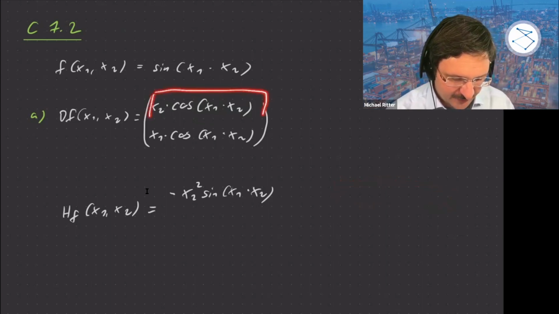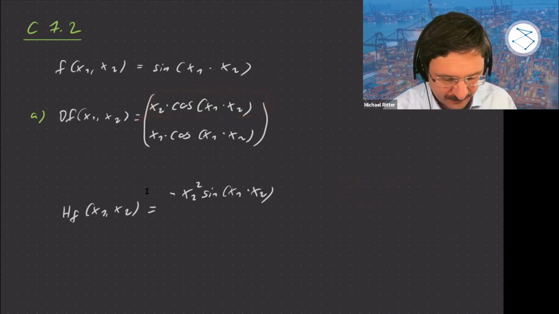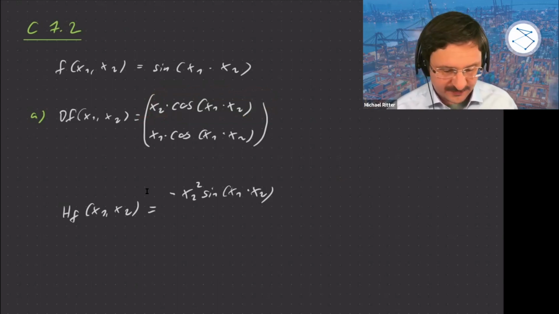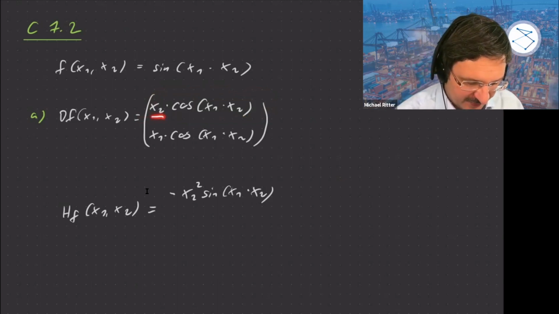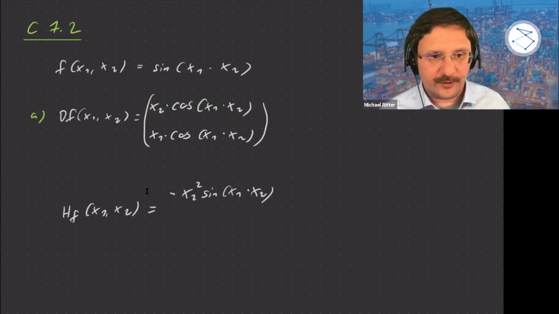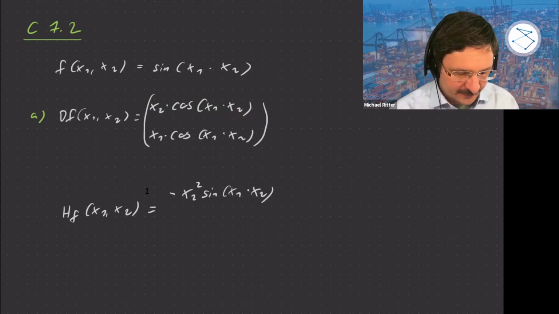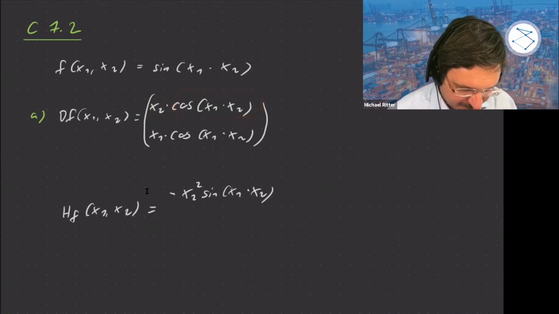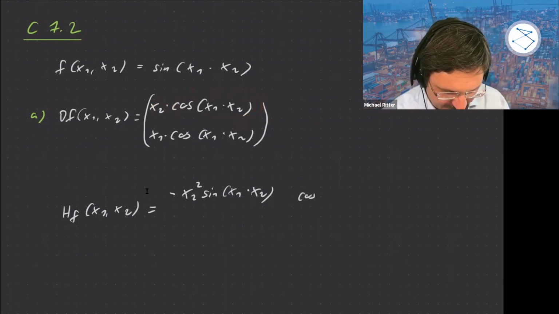So again, we need to differentiate that function here, this time with respect to x2. x2 appears here and here, so we need to use product rule for that. So if you first differentiate that here, we just get that cosine. So that's cosine of x1 times x2.